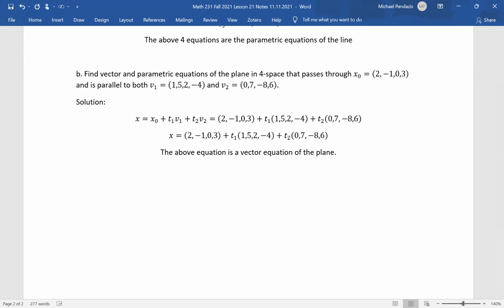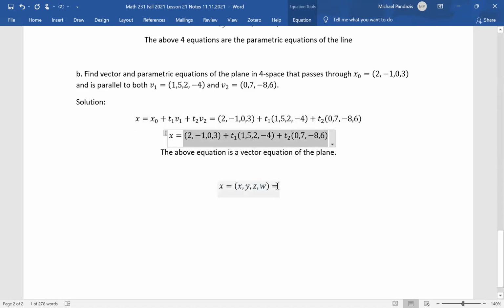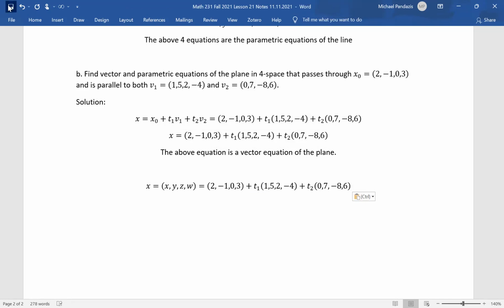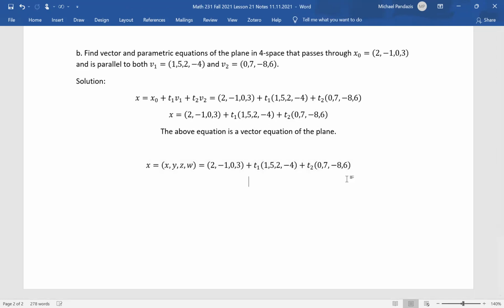And so we also want parametric equations. Once we have the vector equation there, you can just think, well, x is equal to the point whose coordinates are x, y, z, w. And it's equal to this thing we have for the vector equation of the plane. So now you just set the components equal to each other on both sides. So x is the first coordinate. It's equal to 2 plus t1 plus 0 t2, which is just plus 0.